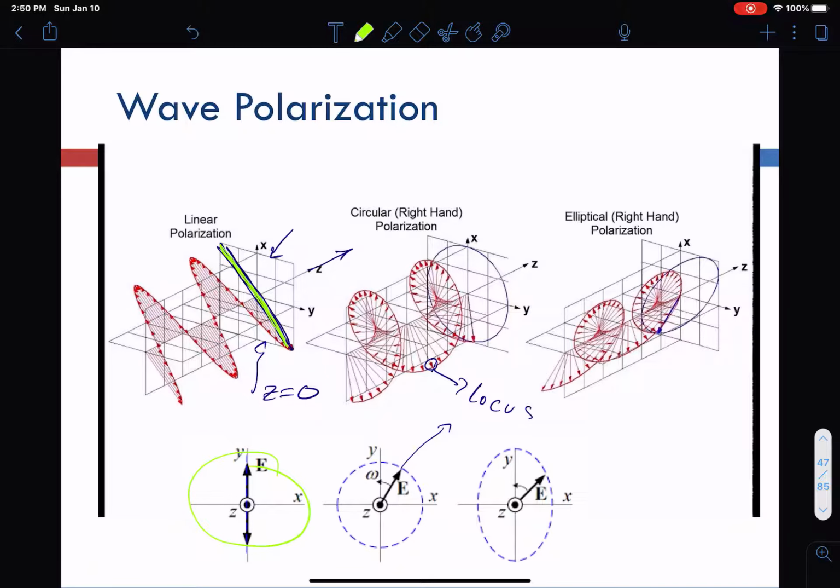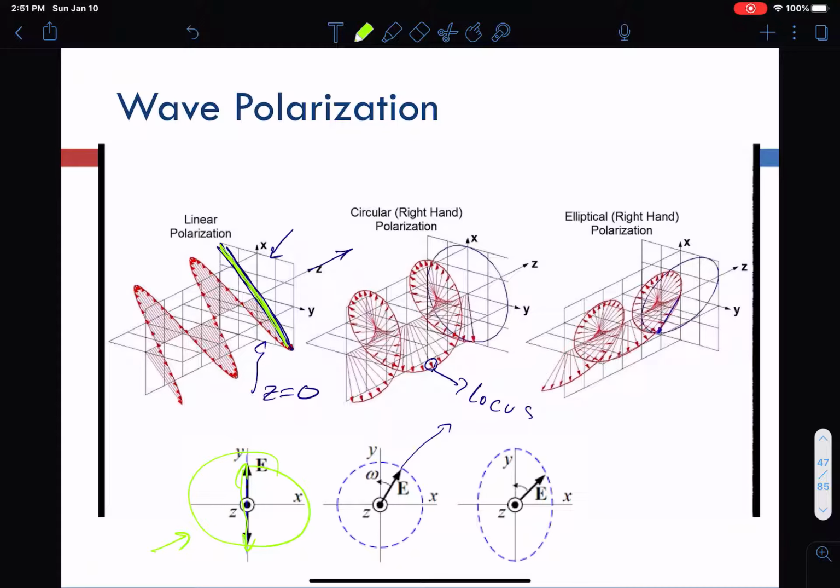So z is the axis of propagation, and the tip of the vector propagating in the z direction is following this up and down line over here, right? So this is called linear because it's following a linear path. The tip of the vector is following a linear path along the y-axis on the xy plane when it's propagating in the z direction.